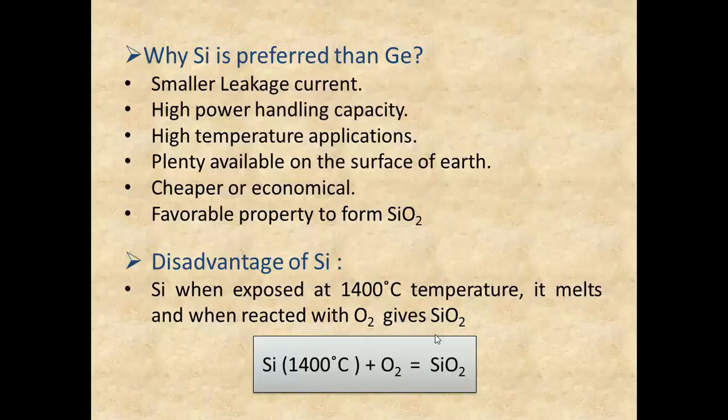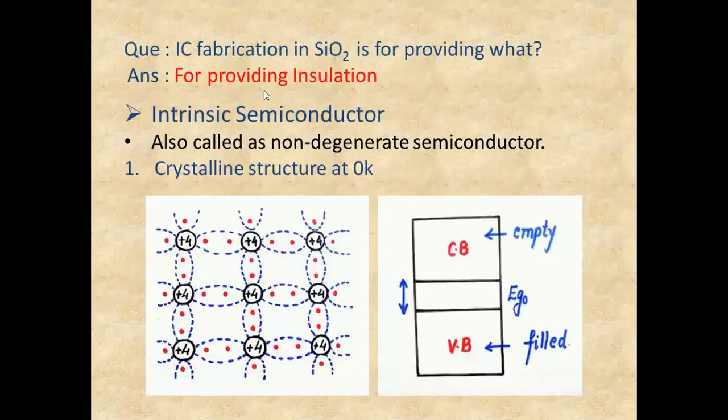Silicon dioxide is a perfect insulator and it is used to provide insulation. It provides the isolation between the components during IC fabrication. So silicon dioxide provides you the isolation. One question you can raise here: in IC fabrication, silicon dioxide is for providing what? It's just for providing insulation. In exams they directly ask you this question, so remember that it's for providing insulation.